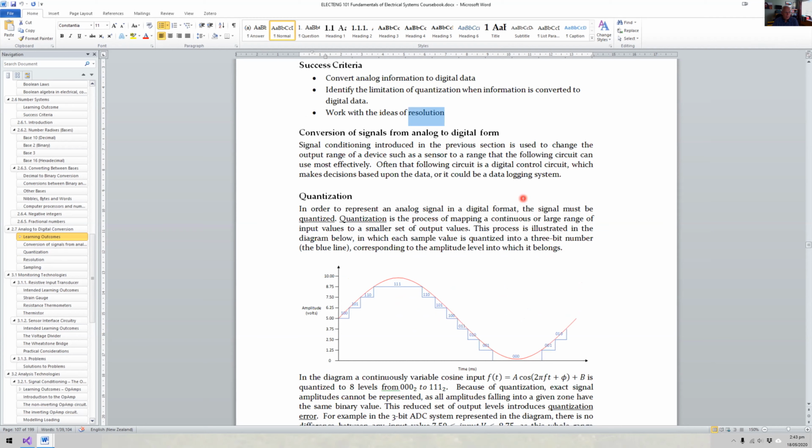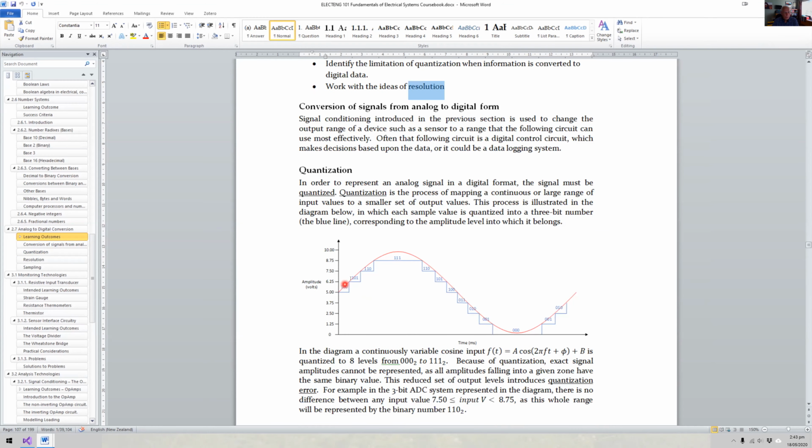What's quantization? Well, basically, we might have this continuously varying signal. We can call that a sine wave or a cosine wave if we want to, but it doesn't really matter. It's any continuously varying signal. The reason I've shown it in this way is so that it makes it nice and easy to see the difference in levels.